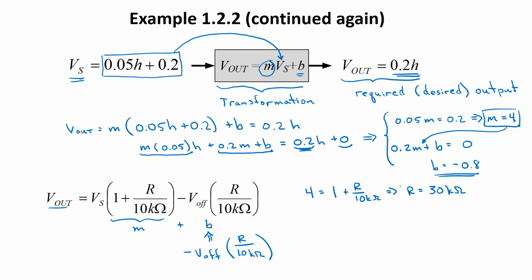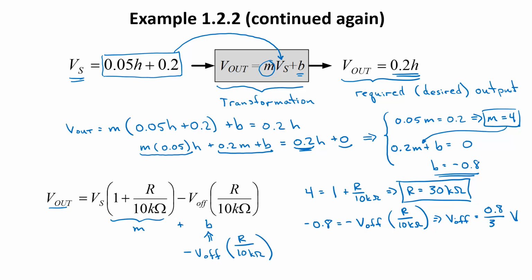It's the same problem, so we should get the same answer. And minus 0.8 is equal to negative VOFF times R over 10 kiloohms. 30 kiloohms over 10 kiloohms is 3, so VOFF is equal to 0.8 over 3 volts, which is the same thing we got before. We're doing the same problem in basically the same way, so we should get the same answer.